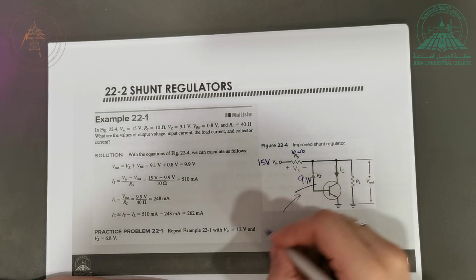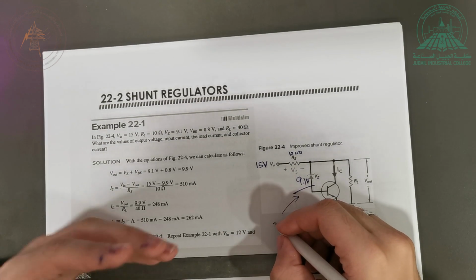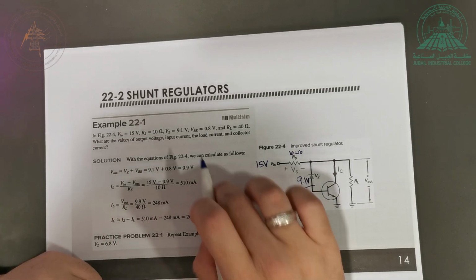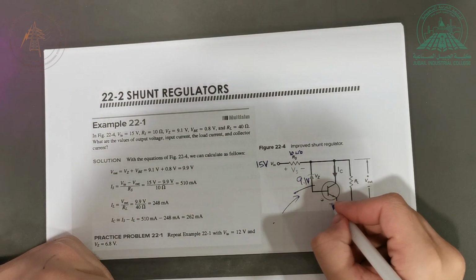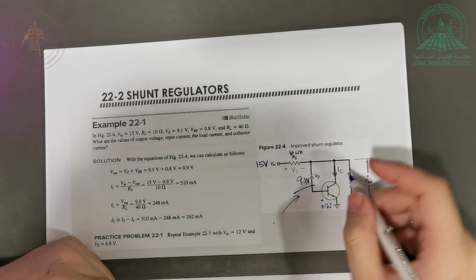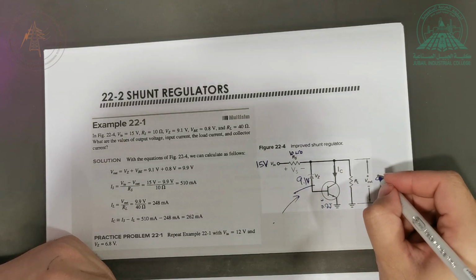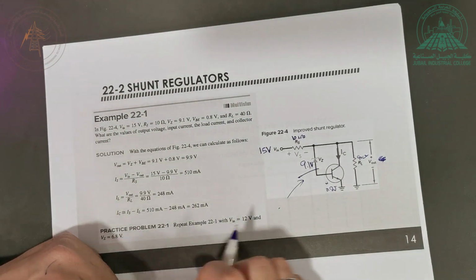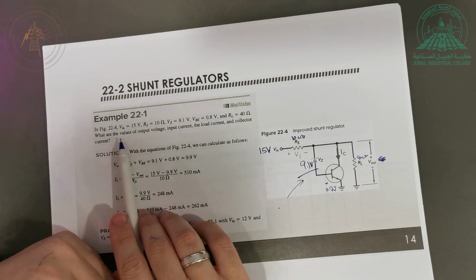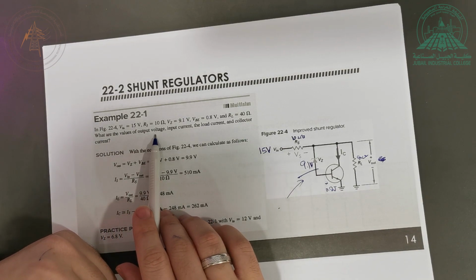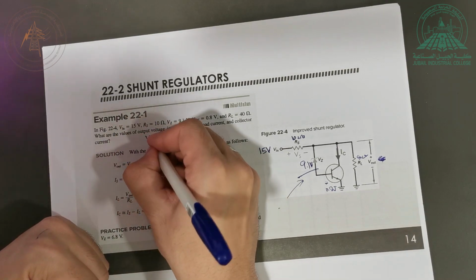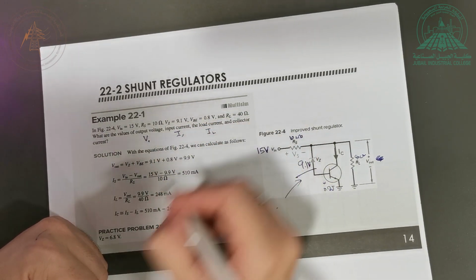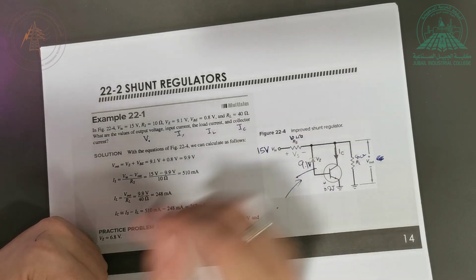Why? Because this is a high Vz. It's not in the range that you want, 5.6 up to 6 volt. VBE, this voltage, is equal to 0.8 volt. And RL is 40 ohm. What's required in this question? Find the values of the output voltage, V out, input current IS, load current IL, and collector current IC.